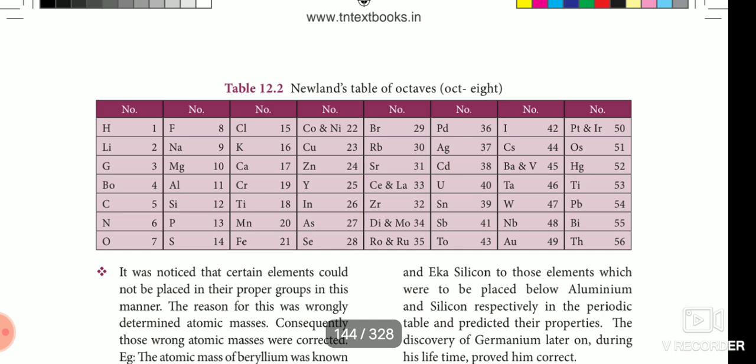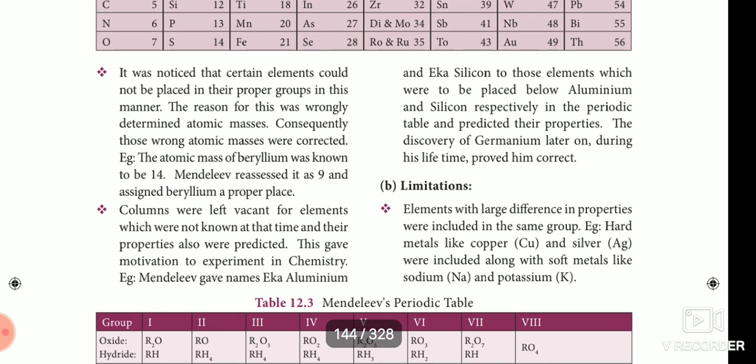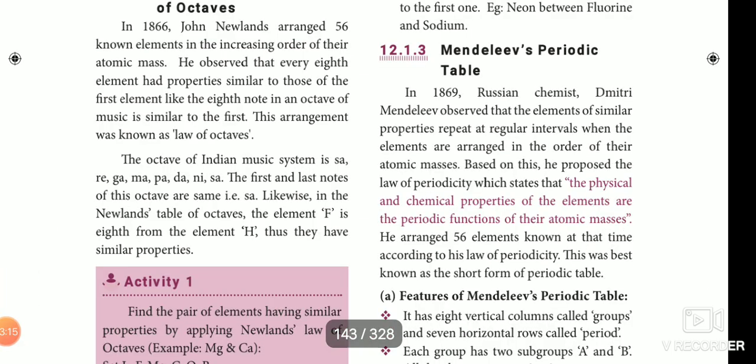Then the Mendeleev periodic table. The Mendeleev periodic table was created in the year 1869. He was a Russian chemist. At that time, 56 elements were known.